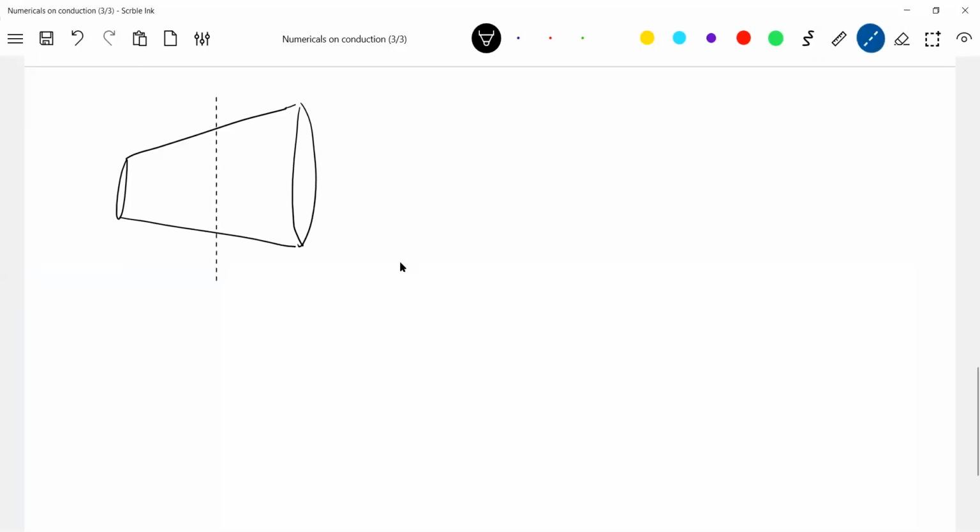Now exactly the midpoint. This end is 100 degrees Celsius, this end is 50 degrees Celsius, and the length of the rod is L, so the midpoint is at L by 2. Thermal conductivity is K. I'm asking you to find the temperature at exactly the midpoint. Will it be greater than 75, less than 75, or equal to 75?